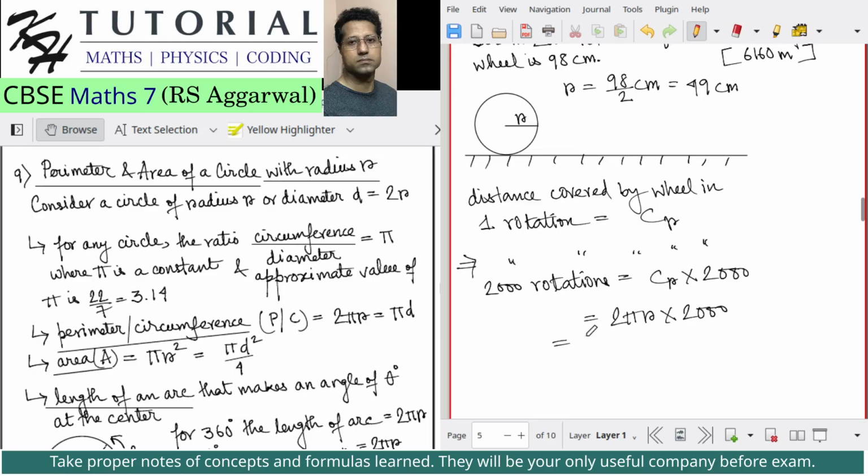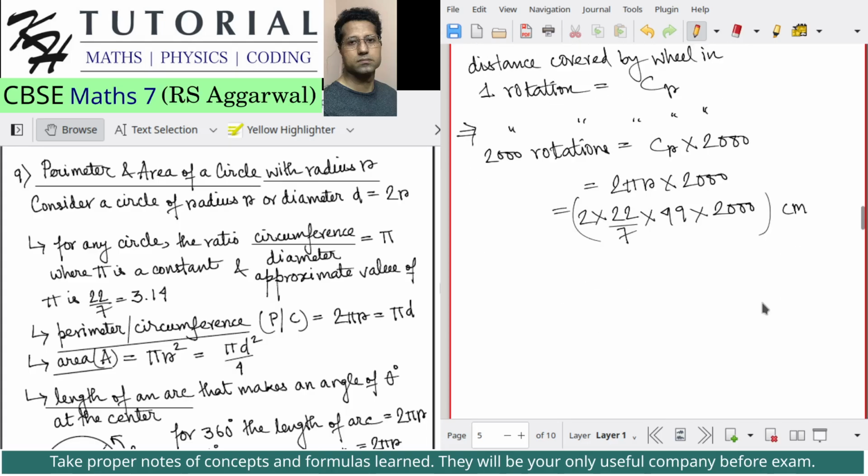R we know is 49 centimeter. So let's calculate this. 2 into pi is 22 by 7 and R is 49 multiplied by 2000. This whole centimeter is the distance traveled by the wheel of the bus in 2000 rotations. If you simplify this, we have 7 and then we have 4, 88, 88 multiplied by 7 multiplied by 1000.